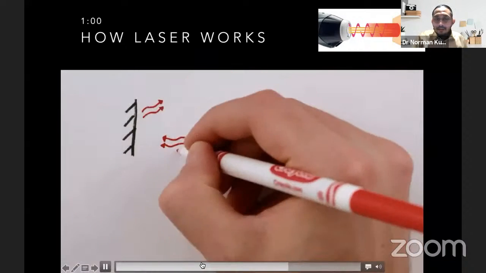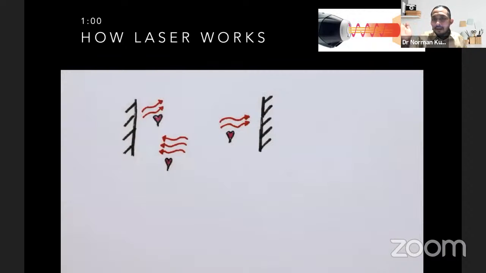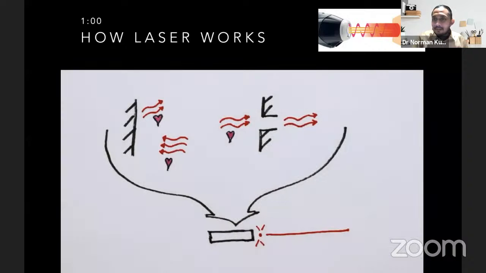Once you have all these friendly photons bouncing left and right, you can just open up a little hole and pathway, and then voila, you have a laser device.